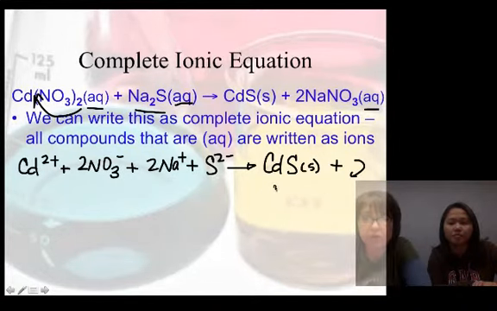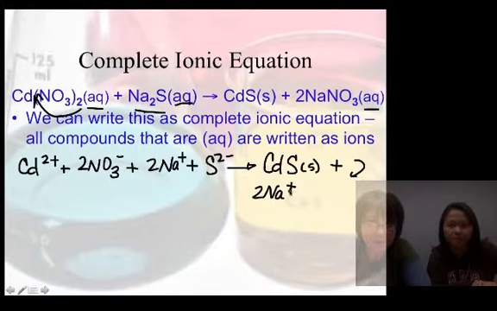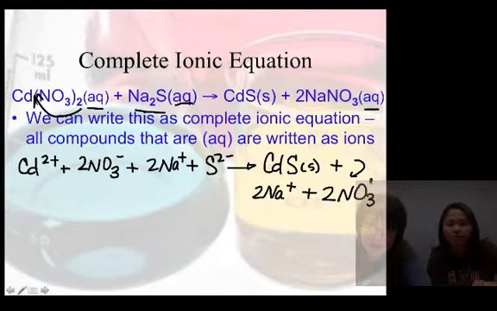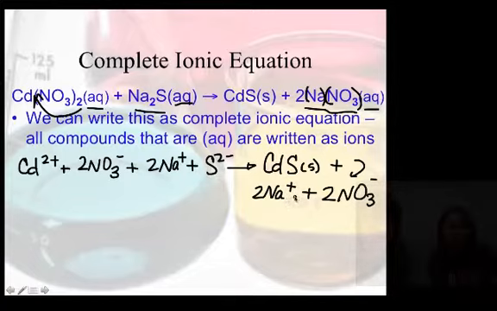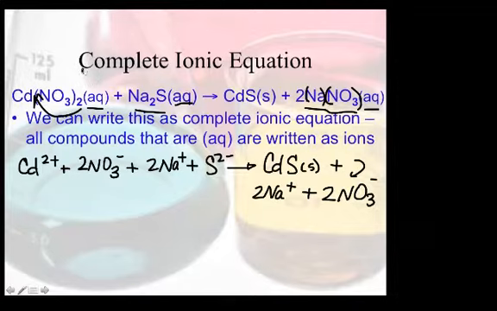So 2 sodium nitrates means 2 sodiums and 2 nitrates, because I have 2 of this. So I have 2 of the sodiums and I have 2 of the nitrates. So remember to keep everything balanced. All right, now that is called a complete ionic equation, because every ion that's in the solution is listed separately.